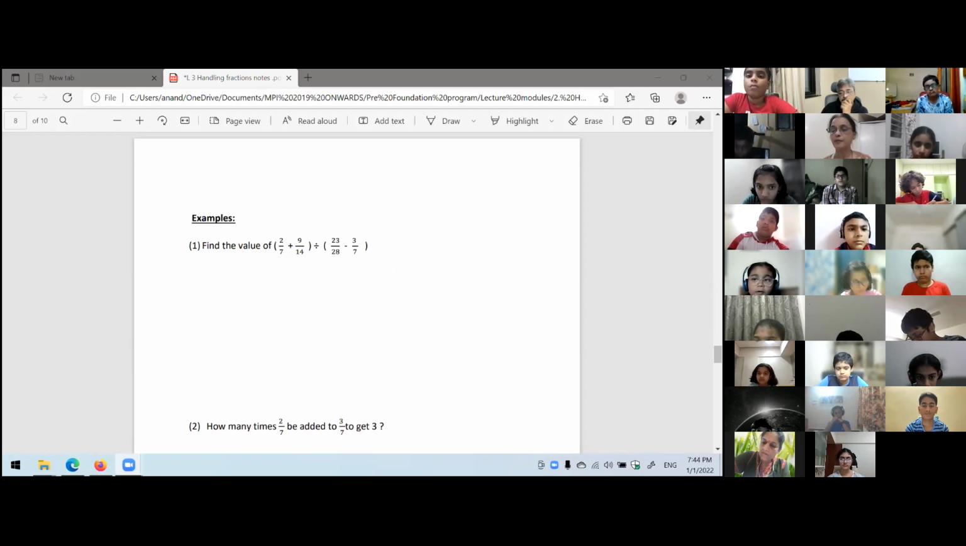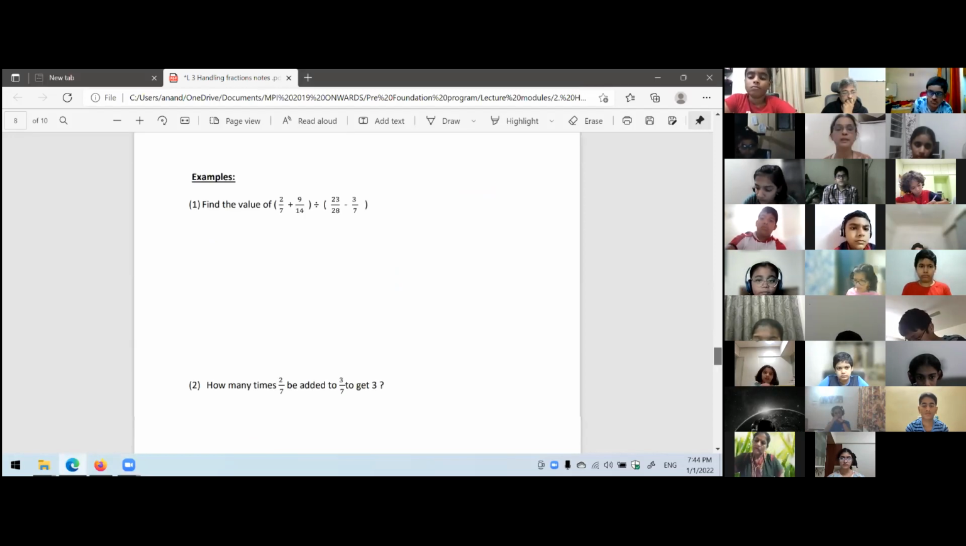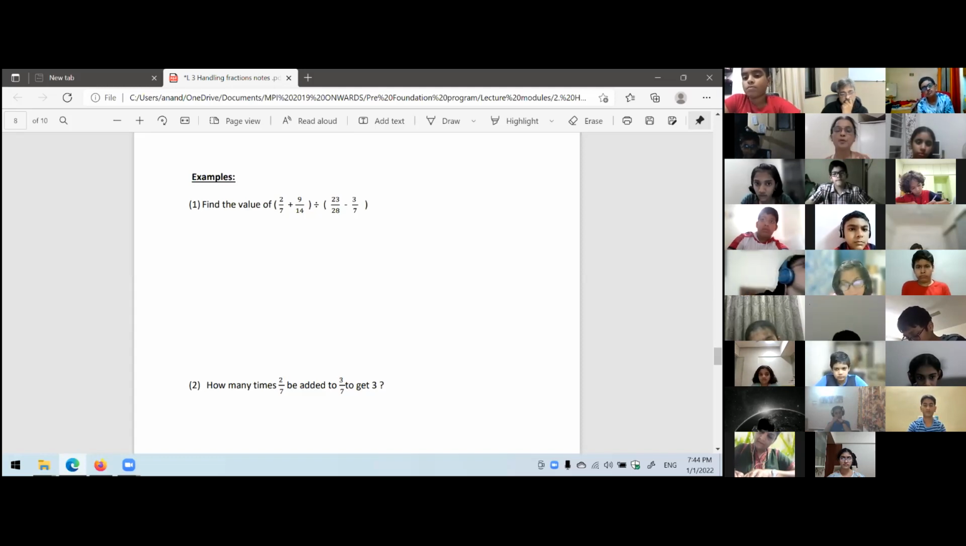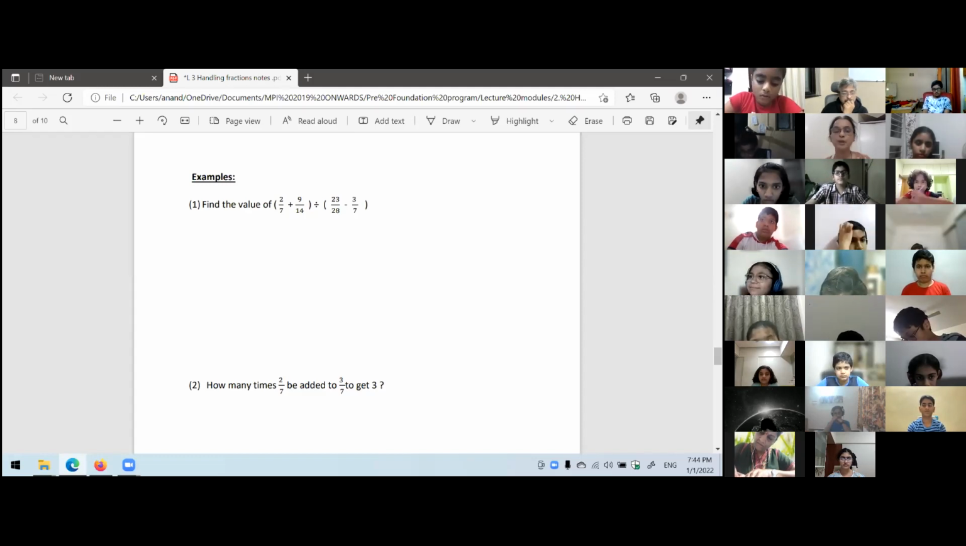Let us take a quick look at the examples. I have to do this: 2 upon 7 plus 9 upon 14 divided by this. So many operations are there. So what will I do? I'm definitely going to use BODMAS. Division is reciprocal multiplication. But first, inside, I will have to open the brackets. First, I will need to open the brackets.